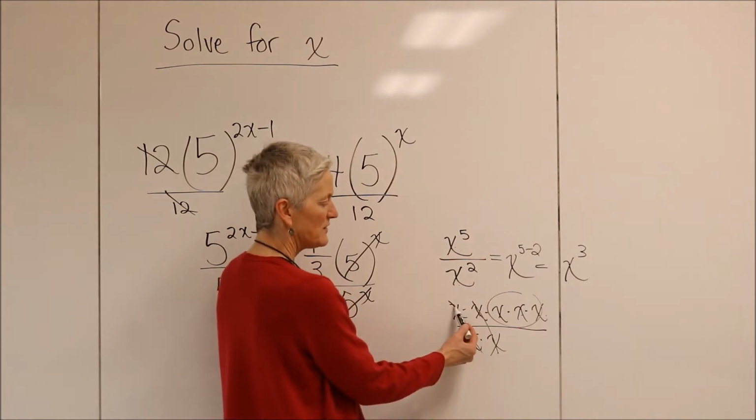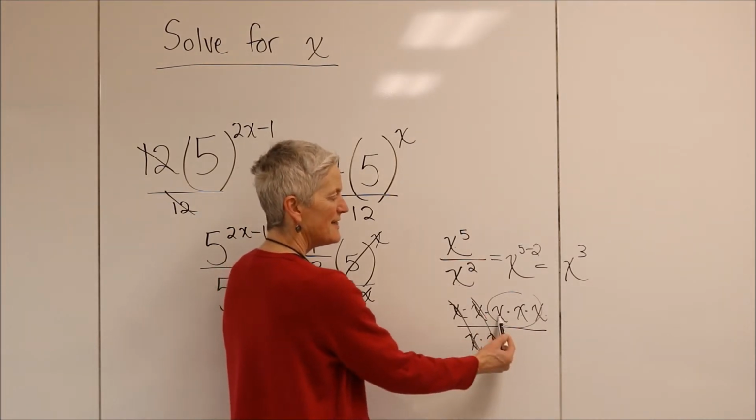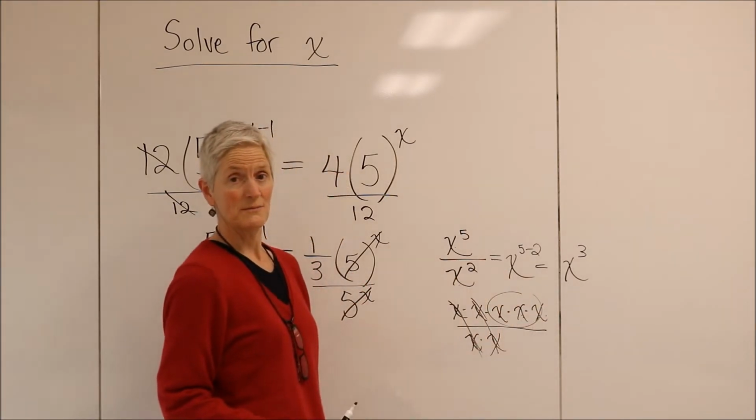by x times itself twice. x divided by x is 1. That's why that little rule works. Makes sense. Isn't that cool?